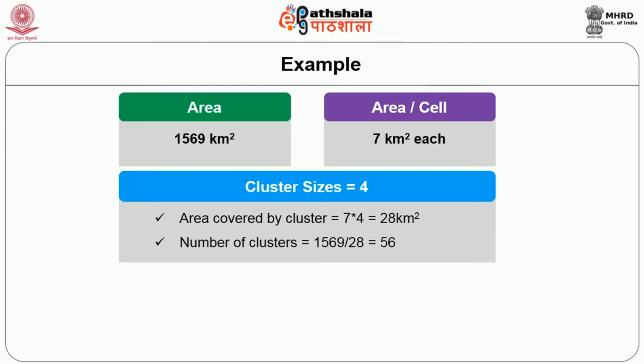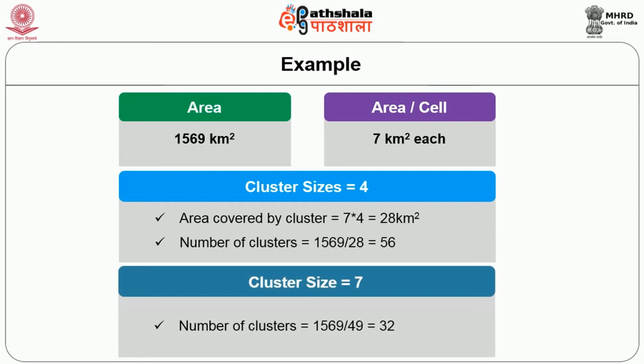The area covered by the cluster is 28 kilometer square. Therefore, the number of clusters, if I divide this, I get 56. So, if I increase the cluster size, the number of clusters of course would be reduced, that is 1569 divided by 49, which is equal to 32.